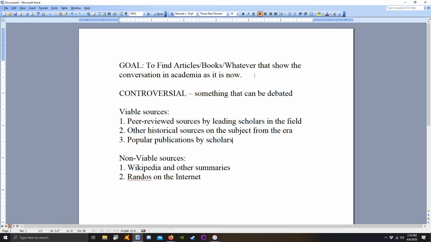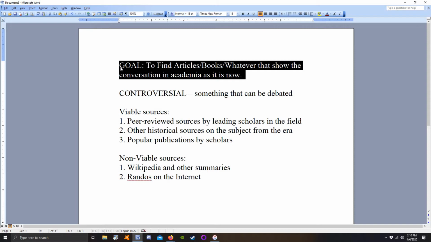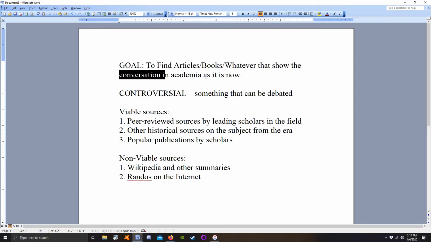So our goal here in philosophy, as far as writing a philosophy research paper is concerned, our goal is to find articles or books or whatever that show the conversation in academia as it is now. Now, what I want to stress is, this is the way academia works on a very basic level. I know that you're only seeing a small part of it, that as a community college student, or even as an undergraduate at a major institution, you're taking classes, and you're doing assignments, and you're probably scratching your head from time to time, why do your professors make you write all these papers? What's the point?